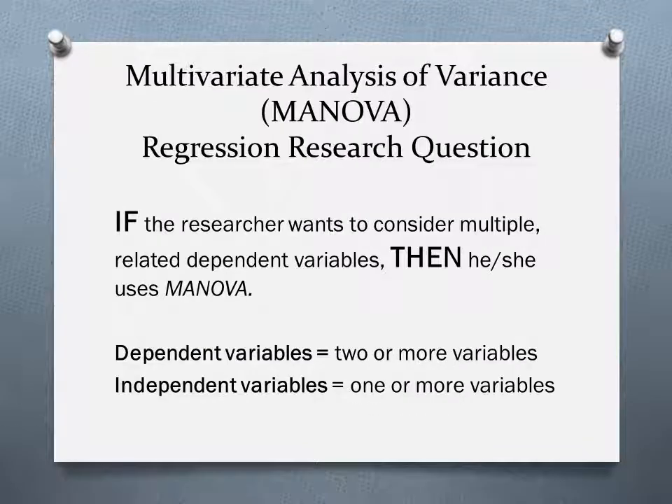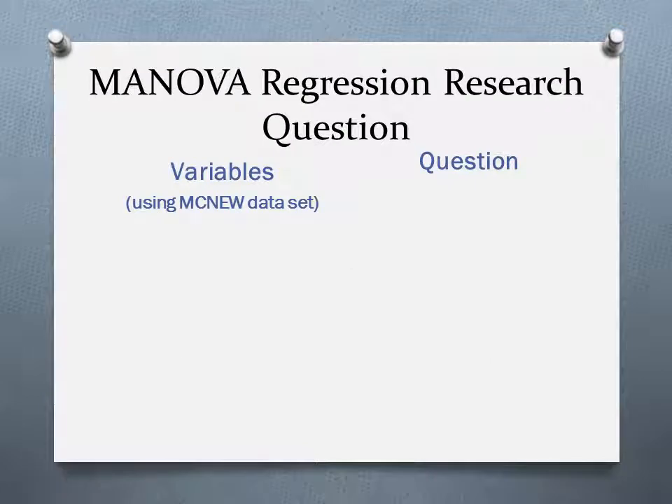Now we will look at the multivariate analysis of variance regression research question. If the researcher wants to consider multiple related dependent variables, then he or she uses the multivariate analysis of variance. For the dependent variables, there should be 2 or more, and for the independent variables, there should be 1 or more.